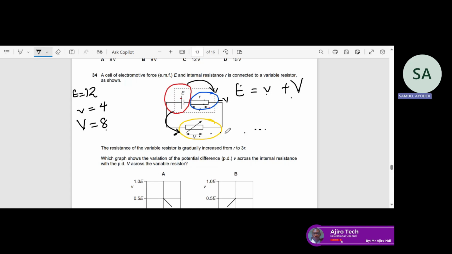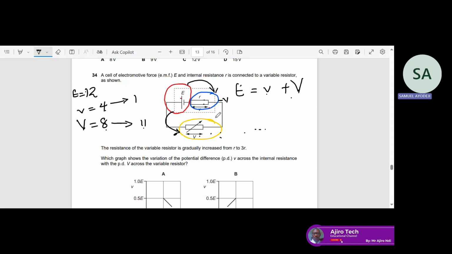If you increase the resistor, when it's R, this one will increase. Let's now say this one increases from 8 to 11. What should this one be? This one will decrease to what? I'm asking because 2 of them must equal 12. If this one increases to 11, this one decreases to 1. You can see now, 2 of them must equal 12.